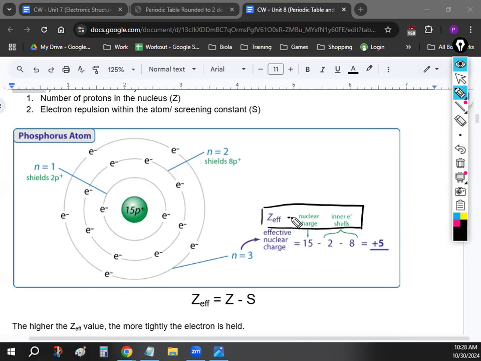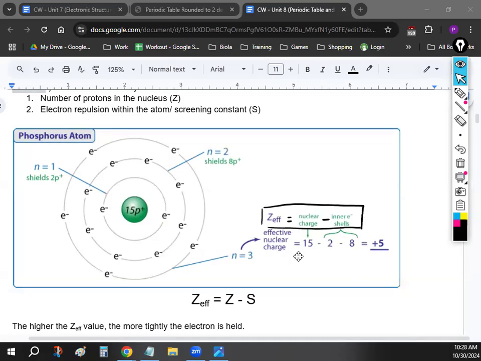It's equal to the nuclear charge minus how many inner shell electrons there are. It's going to be right here. Zeff is equal to the nuclear charge minus the inner shell electrons.